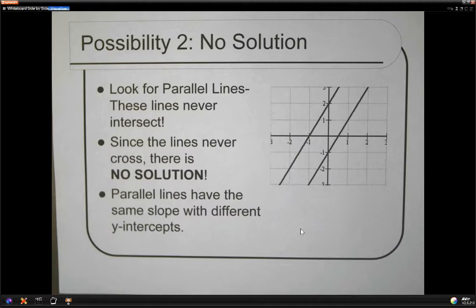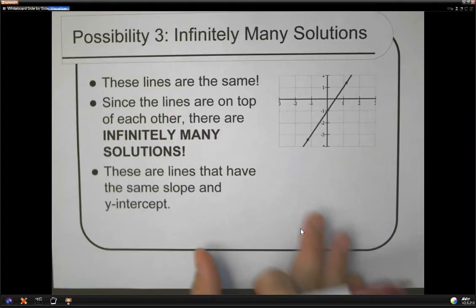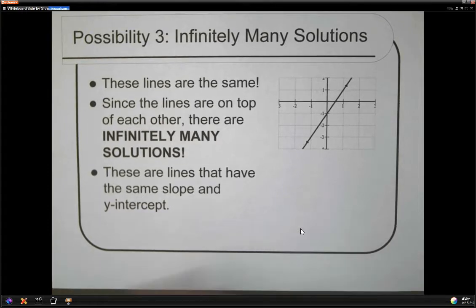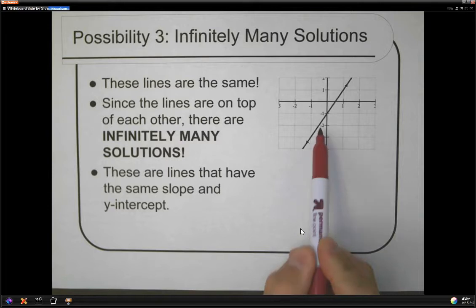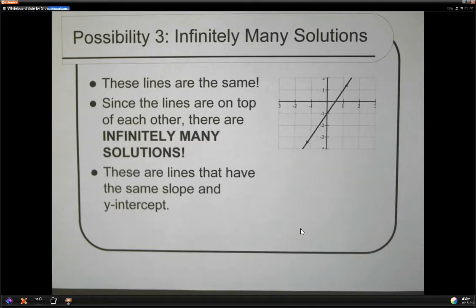Now, the third type of possibility that you'll come across when solving systems is infinitely many solutions. These are where the two lines that you graph overlap each other. They are the exact same lines. And since the lines are on top of each other, there are infinitely many solutions. There are infinitely many points at which they touch, and this is how we would represent infinitely many solutions.